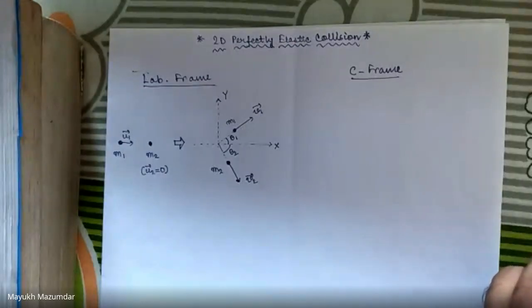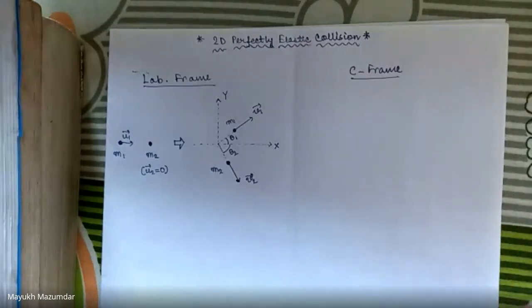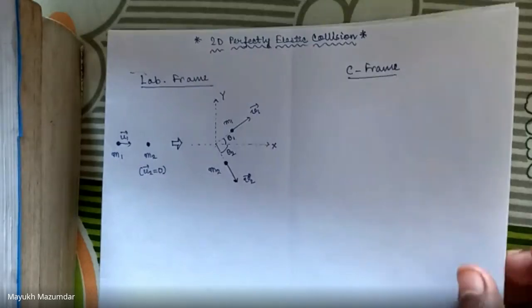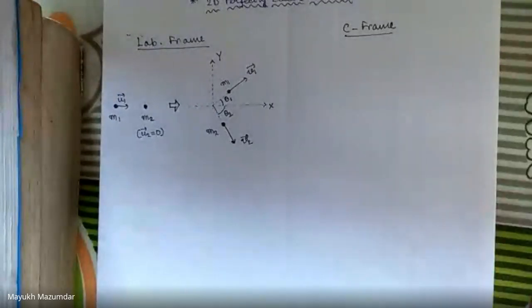You may say that, sir, why are we doing this thing? I mean, what's the point of drawing the two axes and then writing theta1, theta2? The thing is, my friend, that you have to remember in collision, two things you have to study, two laws mainly. One is related to the conservation of linear momentum. Second is that of total energy.